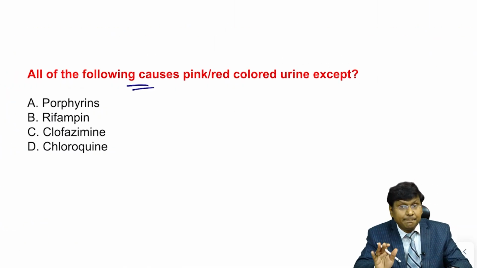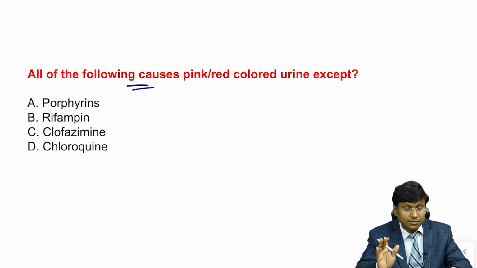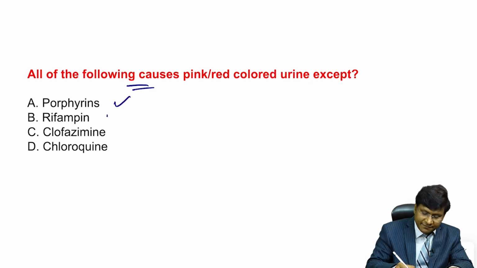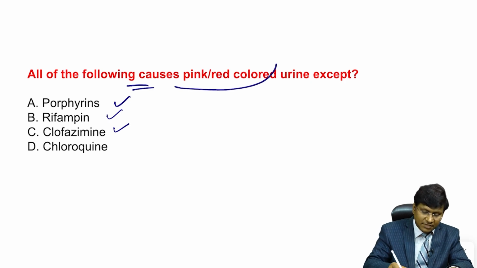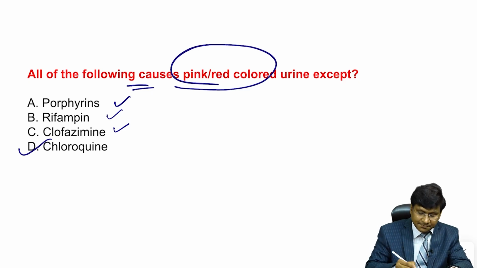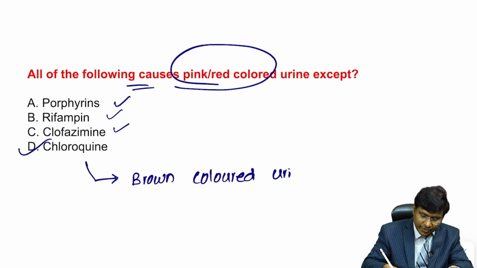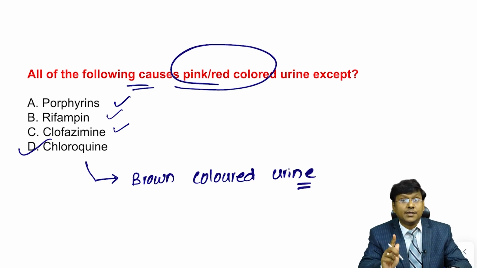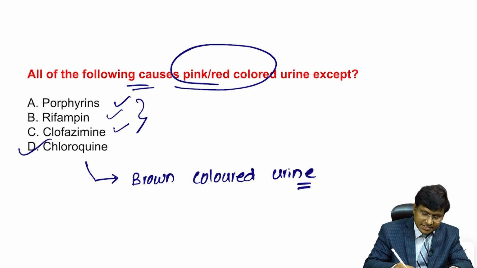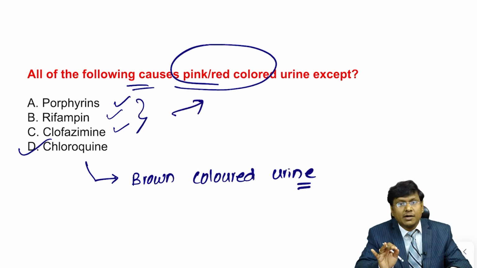Okay. Next question. All of the following cause pink or red color urine except: porphyrin, rifampicin, clofazimine, chloroquine. So porphyrins, rifampicin, and clofazimine will cause pink or red color urine, but not chloroquine. Chloroquine will cause brown color urine, whereas the first three options are associated with pink or red color urine.